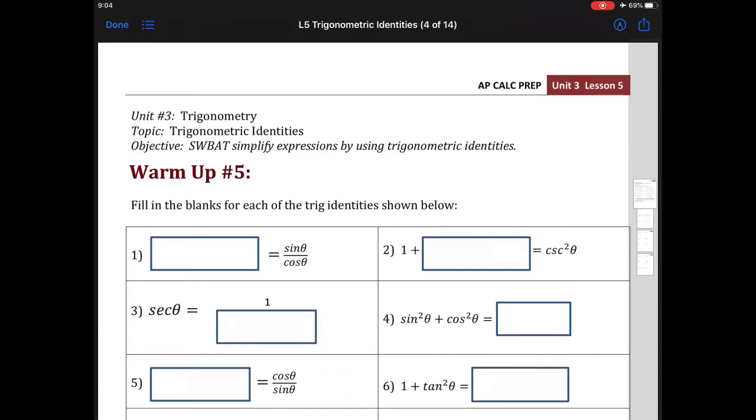Hi all, welcome to Unit 3, Lesson 5. Our topic today is trigonometric identities.